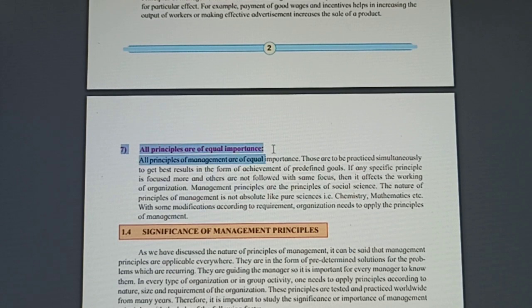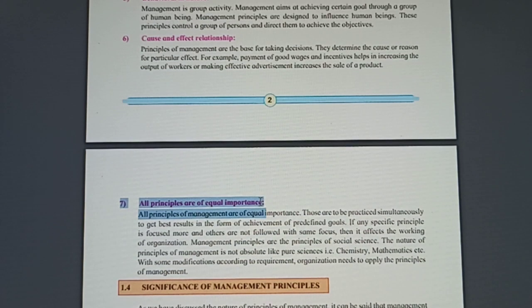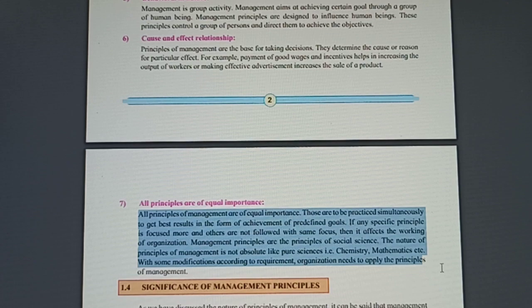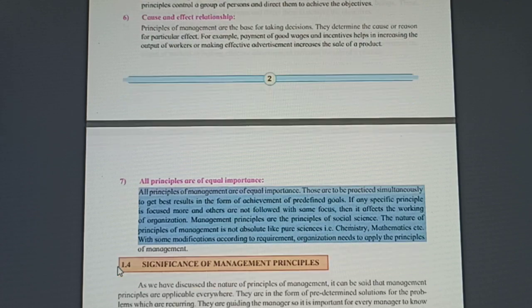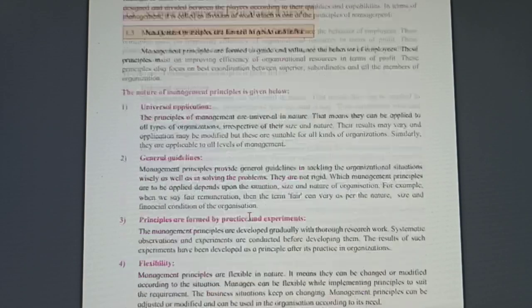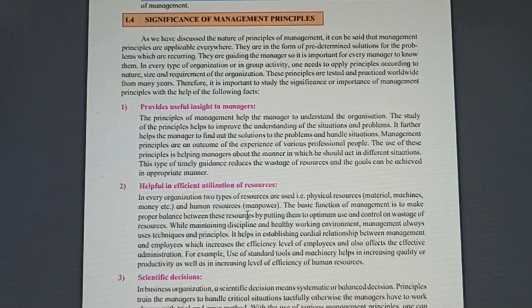Seventh, all principles are of equal importance. All 14 principles that we are going to study are of equal importance. You cannot say that I am going to use only 4 principles in my company or organization. You have to use all the principles thoroughly to get the desired results. So there are 7 given points. As I said, you can do only 5 points for this short note.